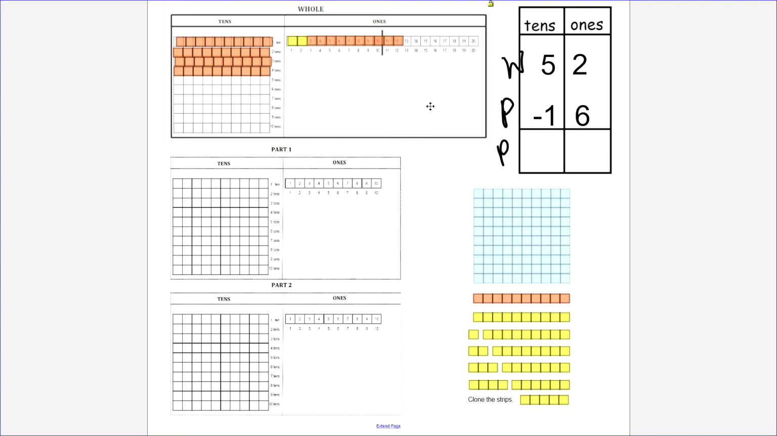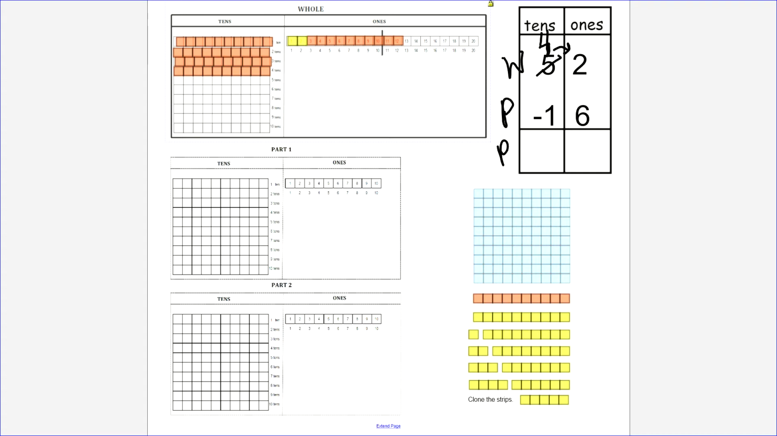So I now have more ones. I'll show that here on my equation as well. I had 5 tens, but then we had to regroup one of them to give us more ones. So now I only have 4 tens left. I took that 1 ten and I moved it to the ones place.